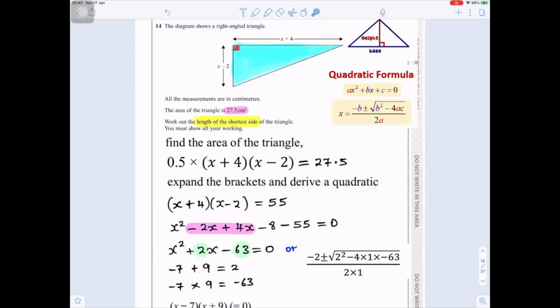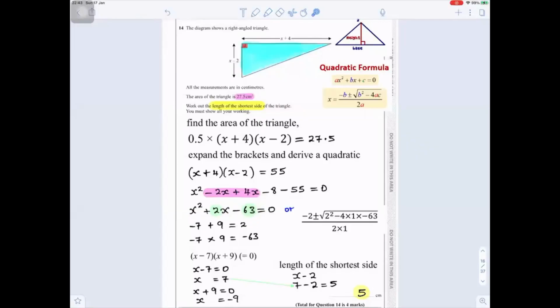Now we need to solve that quadratic. You can use the quadratic formula, which I've subbed in the numbers there, or you can just use factorizing. Two numbers that add to make 2 and multiply to make minus 63. Minus 7 plus 9 gives you 2. Minus 7 times 9 gives you minus 63. So you have (x minus 7)(x plus 9) equals 0. If x minus 7 equals 0, x equals 7. And if x plus 9 equals 0, x equals minus 9.